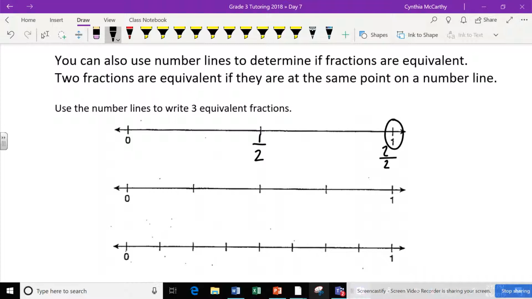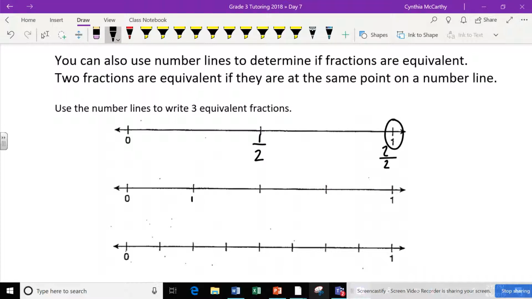When I look at my second number line, I'm going to determine how many equal parts there are. 1, 2, 3, 4. There are 4 equal parts, so I know that this number line is divided into fourths.